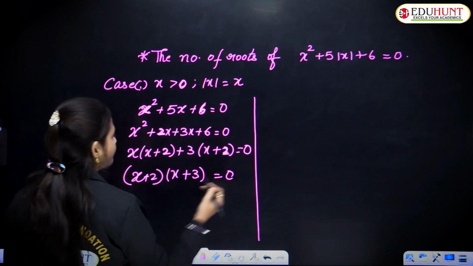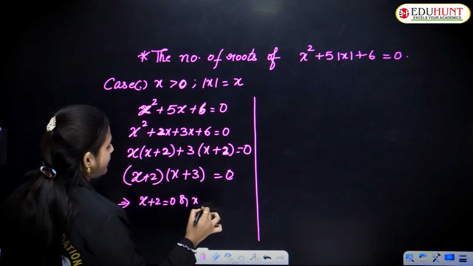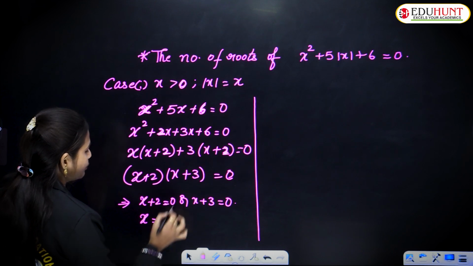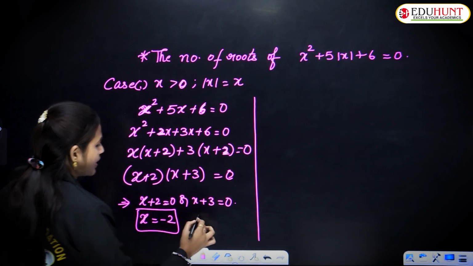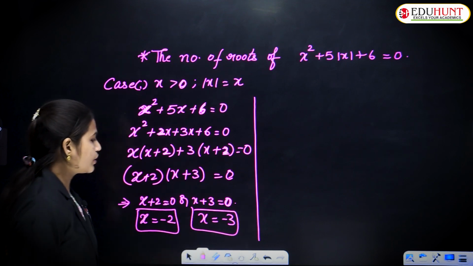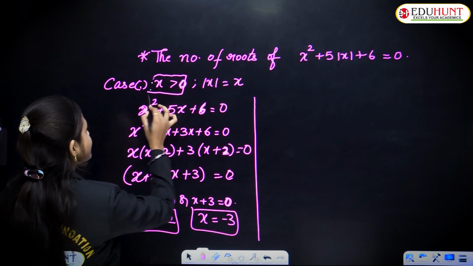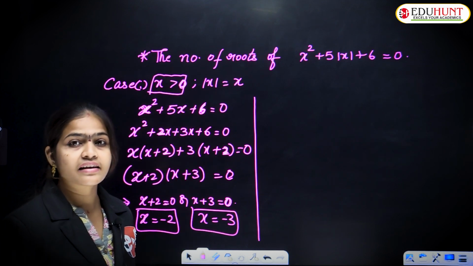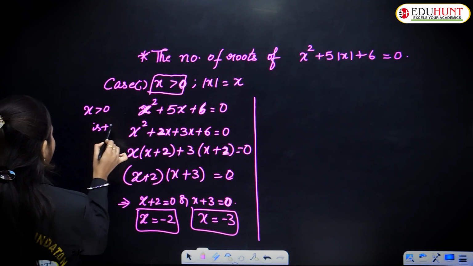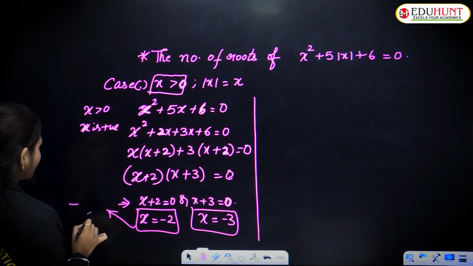So from this, x + 2 = 0 or x + 3 = 0. So here x = +2 becomes -2, and here x = +3 becomes -3. Okay, so children, here we got two negative roots, but the condition is x is greater than 0, which means x is positive. X is positive, but here we got two negative roots.